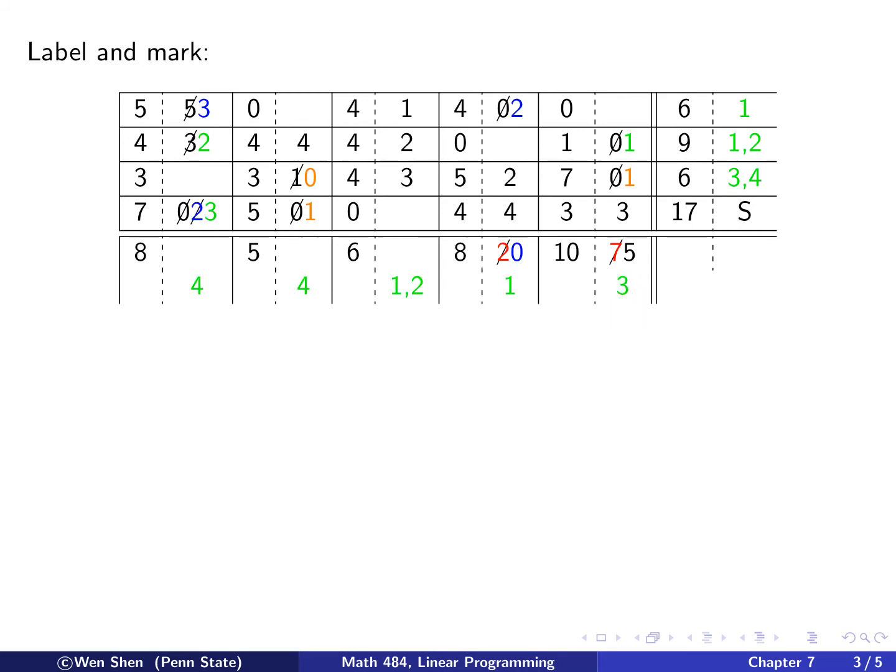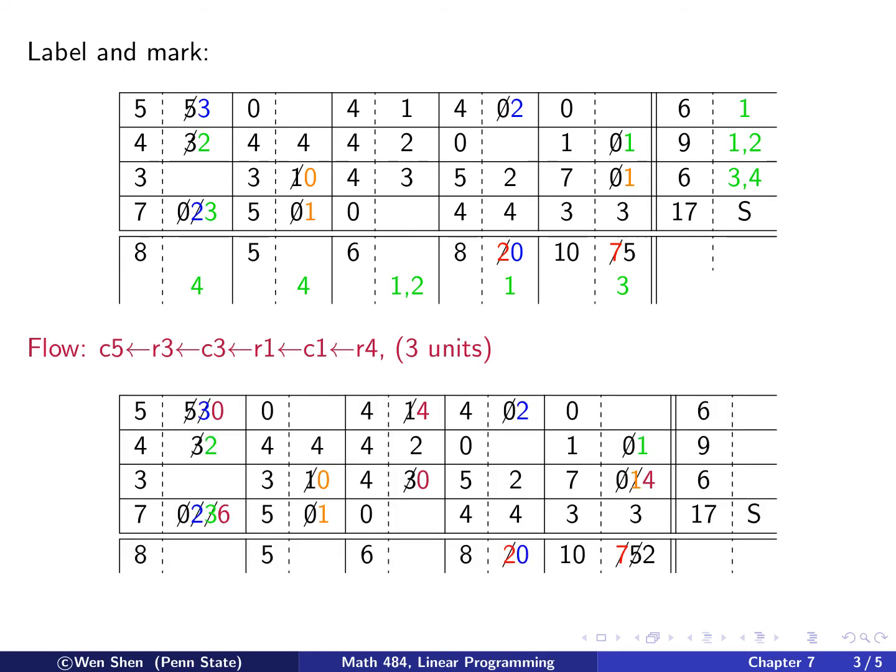Okay, so now we see we are done with our label and mark. All the columns and the rows are now marked. In particular, column 5, where there is the unmet demand, is now marked, which means this flow can be carried out to transport surplus eventually into this column. Okay, so let's write out this flow, which is marked here in purple.